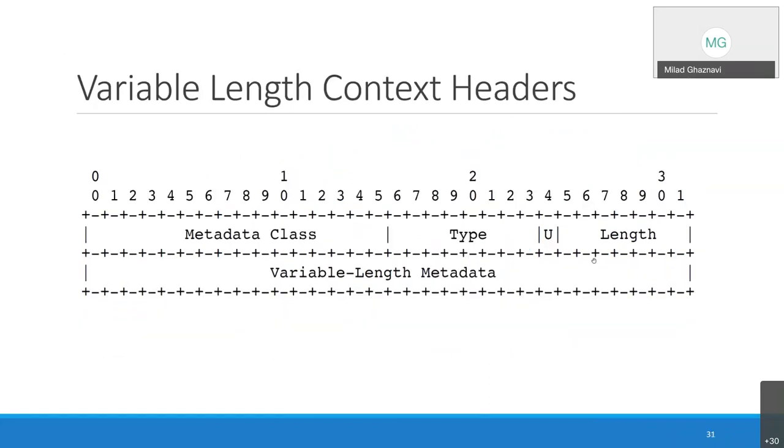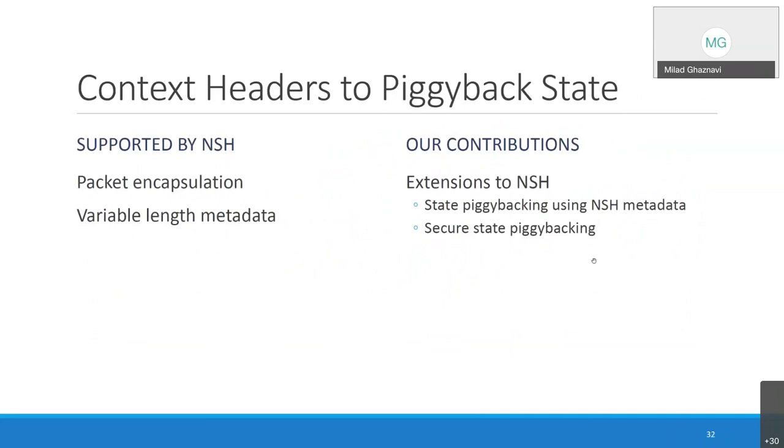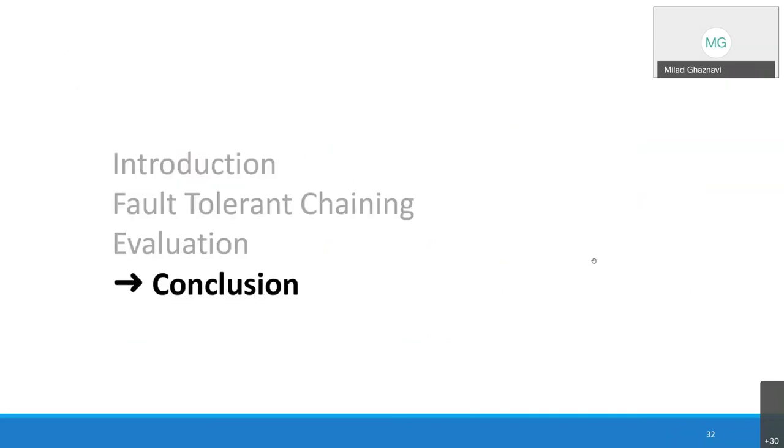I will pass this one in the interest of time. Currently, NSH provides packet encapsulation and variable length metadata. But our contribution is that we define how we can use NSH metadata to piggyback state. And because this is sensitive information about the network, we also need to devise secure approaches that maintain the confidentiality of the data. Thank you very much.